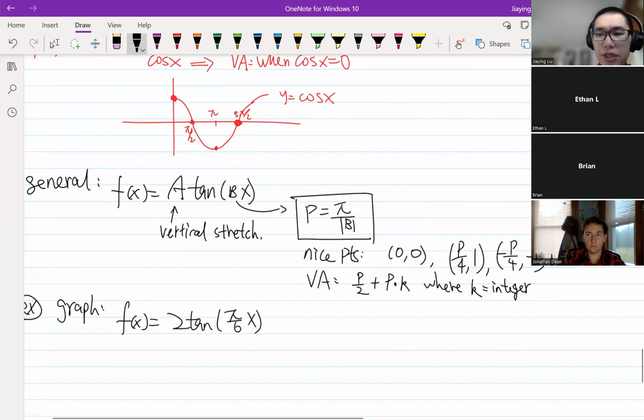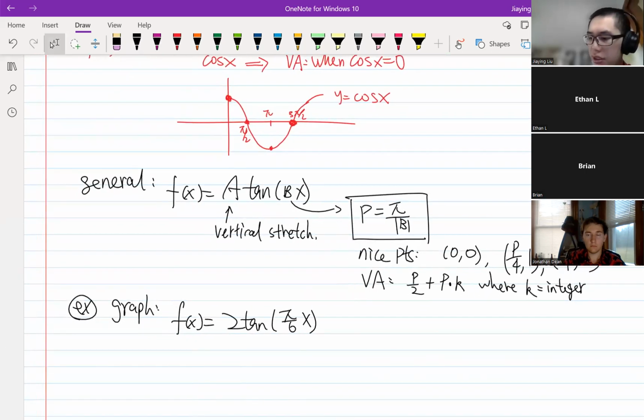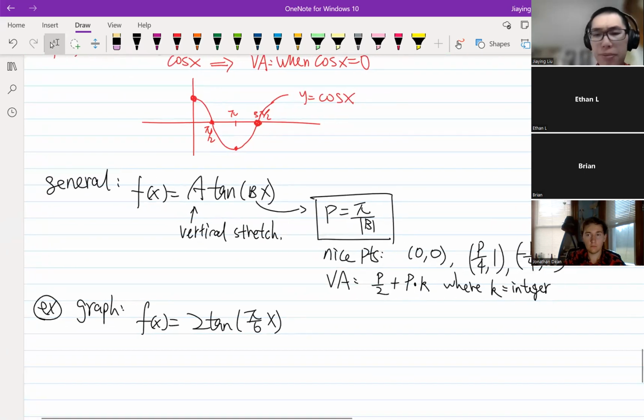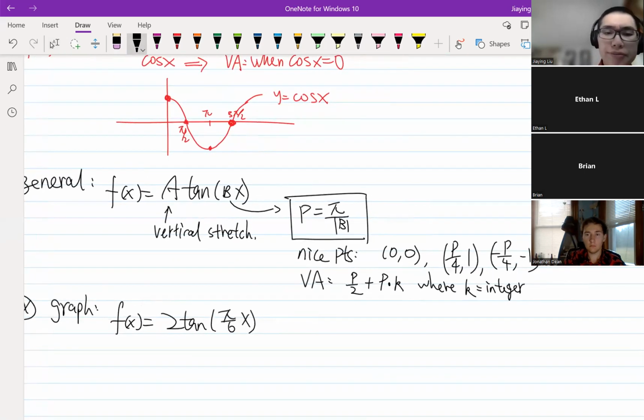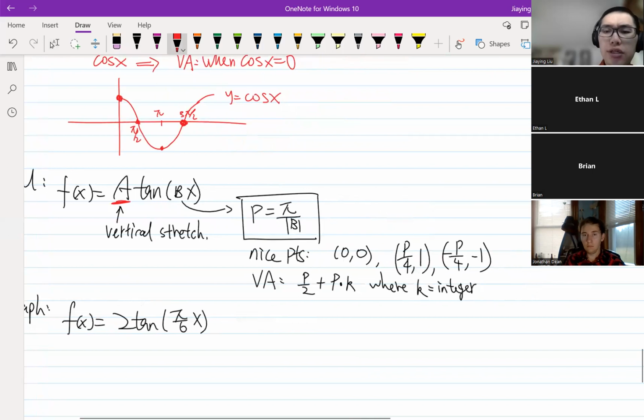I made a mistake earlier. I'll fix it in a minute. Yep, I did make a mistake. Well, let me fix it now. So if we have an a here, the nice point is not at p over 4, 1. It is actually p over 4, a. And then negative p over 4, negative a, because the 1 was stretched by a factor of a. That's what happens.